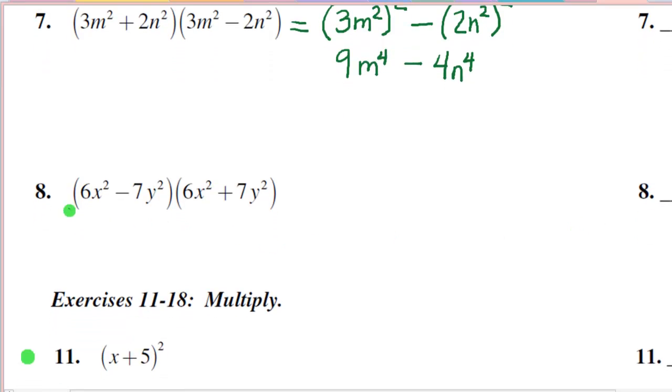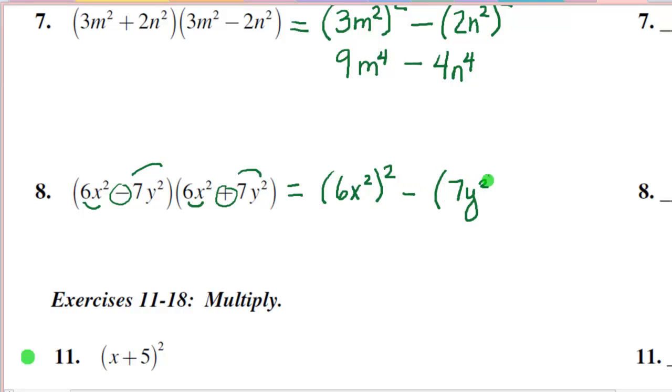All right, let's look at this next one. 6x squared minus 7y squared times 6x squared plus 7y squared. Again, this term and this term are the same, this term and this term are the same, and then we have our opposite signs. So that's the difference of two squares, special products, which means that we're going to square the first term minus square the second term. And so 6 squared is 36, and x squared is x to the 4th, minus, and then 7 squared is 49, and y squared is y to the 4th. So there's our answer.